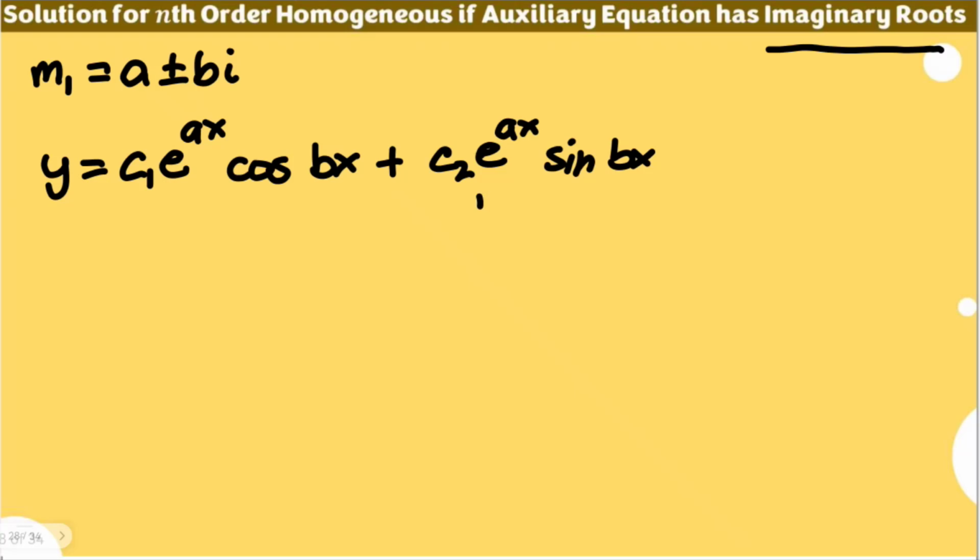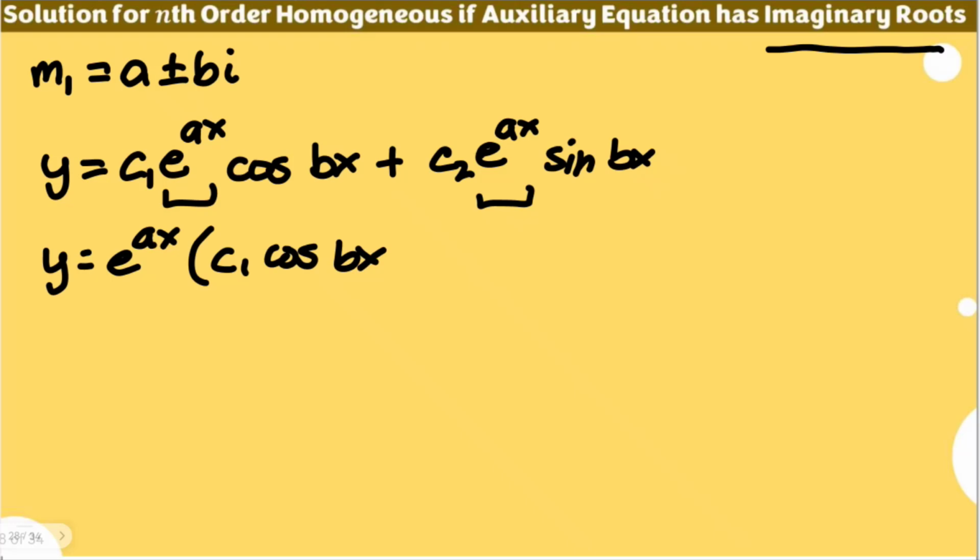Or we can factor this component, so this could be written in this manner: e to the power of ax times c sub 1 cosine of bx plus c sub 2 sine of bx. This is how we write the solution once we know that our solution has imaginary roots.